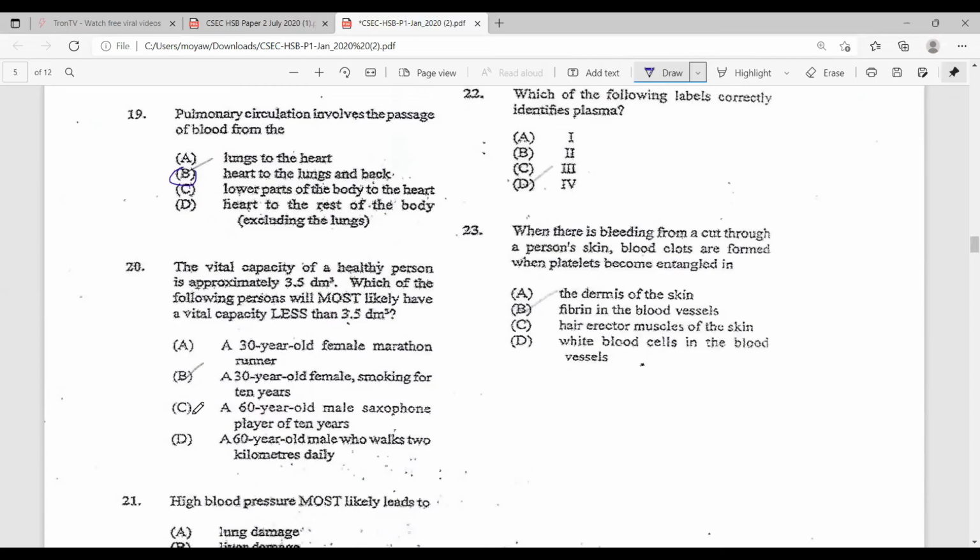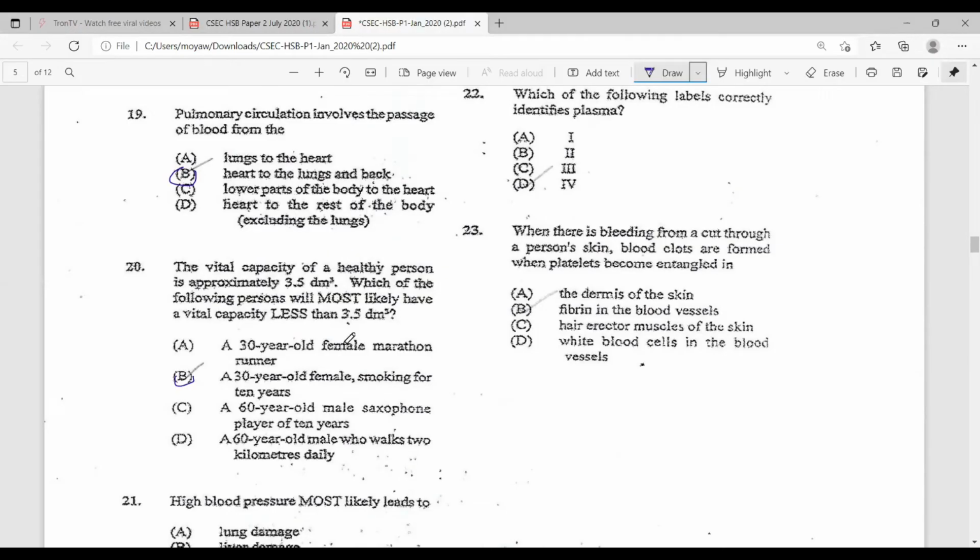Question 20. The vital capacity of a healthy person is approximately 3.5 dm cubed. Which of the following persons will most likely have a vital capacity less than 3.5 dm cubed? So we have A, a 30-year-old female marathon runner. No. B, a 30-year-old female smoking for 10 years. C, a 60-year-old male saxophone player of 10 years. D, a 60-year-old male who walks 2 kilometers daily. So the best option is B, a 30-year-old female smoking for 10 years. Because guess what? Smoking will decrease your vital capacity.